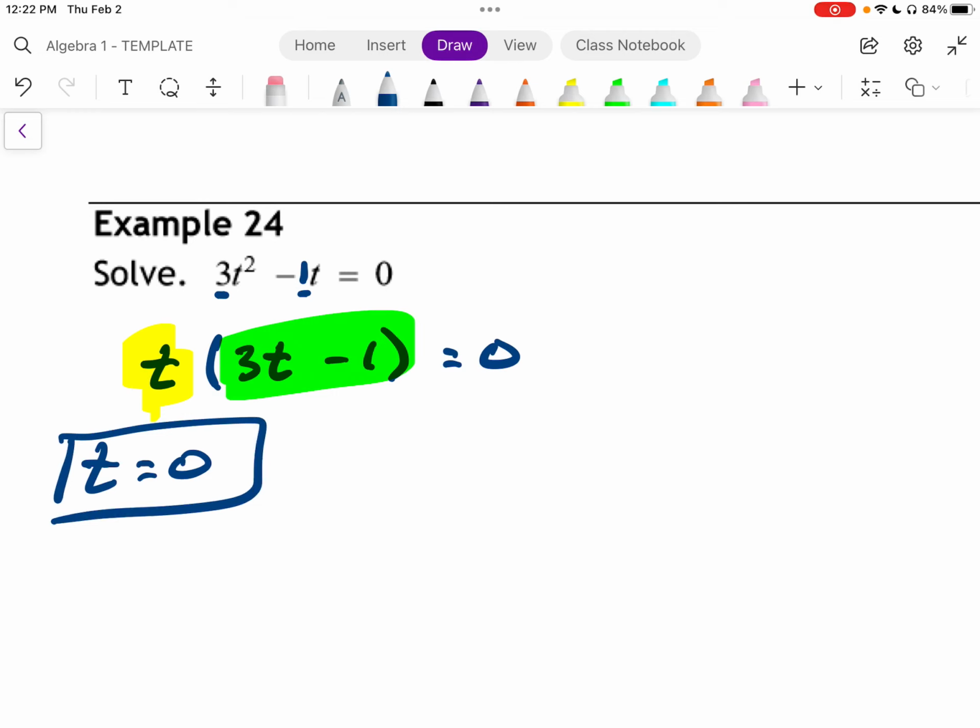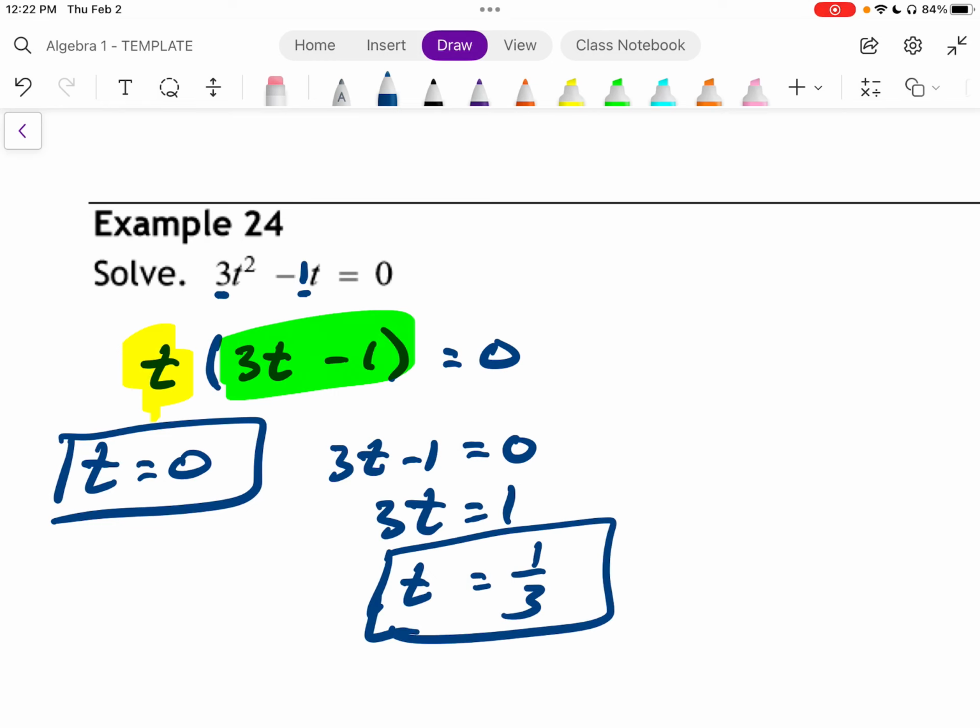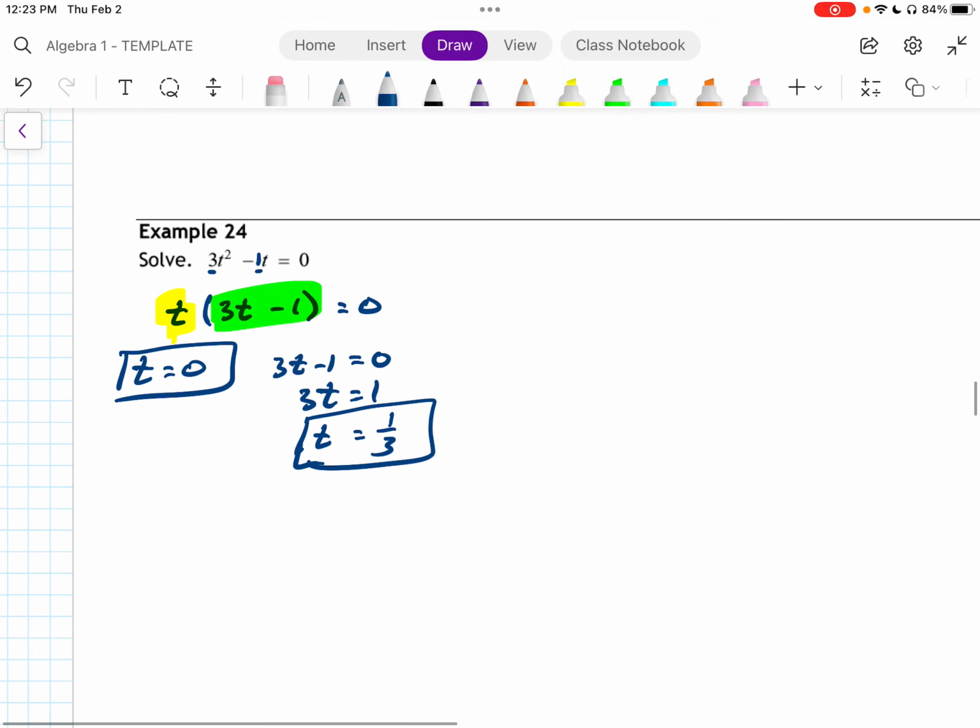That's our answer. Next up is 3t minus 1 equals 0. So 3t is 1, and t is 1/3. And there we go. There are our two answers.